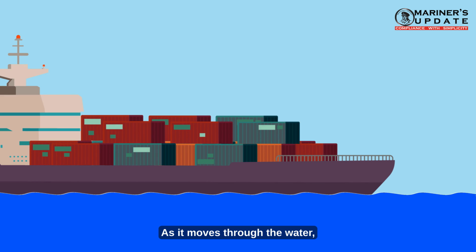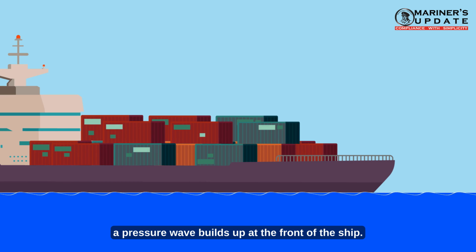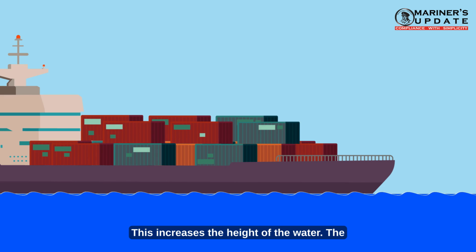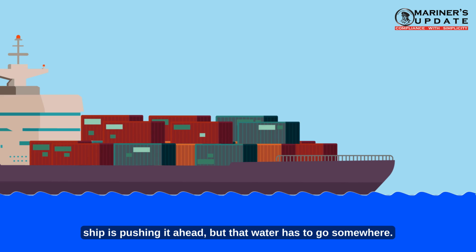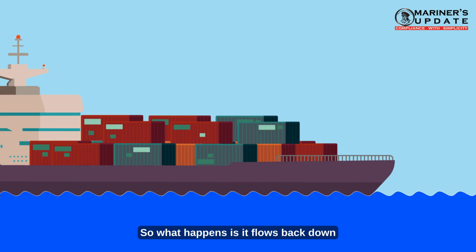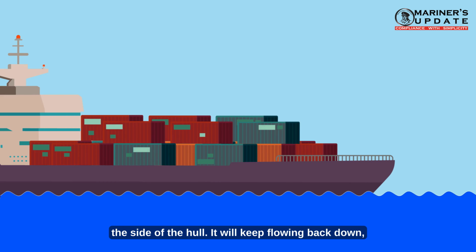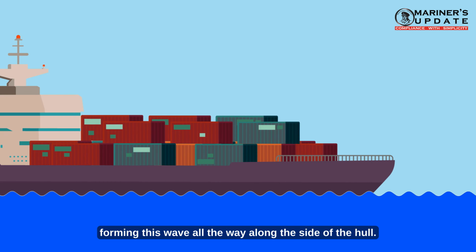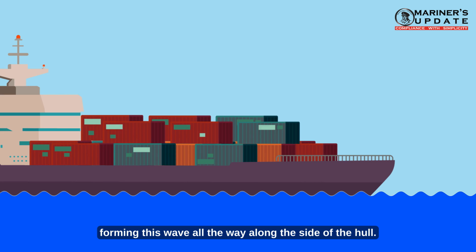To understand a bulb, let's first consider this vessel, which does not have a bulb fitted. As it moves through the water, a pressure wave builds up at the front of the ship. This increases the height of the water. The ship is pushing it ahead, but that water has to go somewhere. So what happens is it flows back down the side of the hull. It will keep flowing back down, forming this wave all the way along the side of the hull.